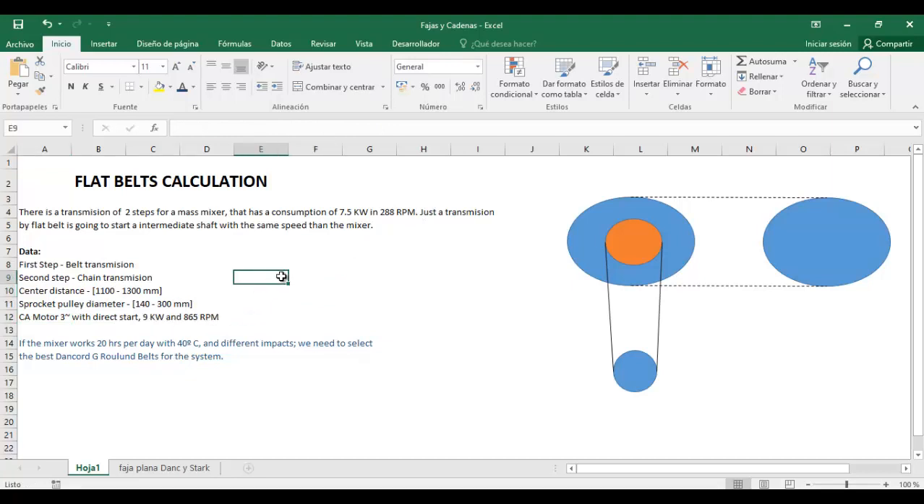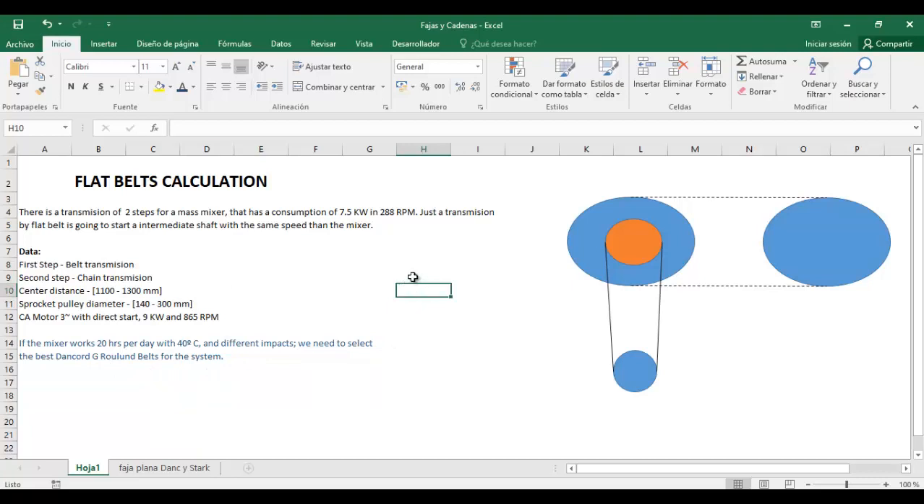So our mission here is a situation where a mixer works 28 hours per day at 40 degrees, with different impacts. That means, from the data of the motor, we need to select the best belt of the brand Anchor G Rowlet for this system.